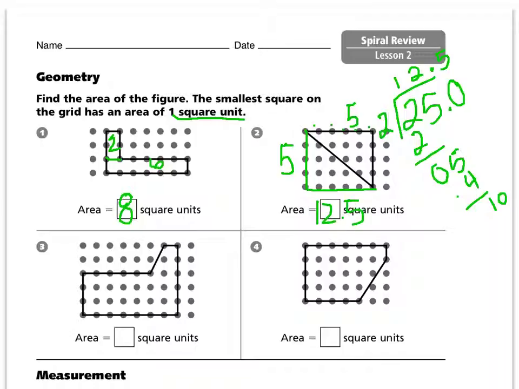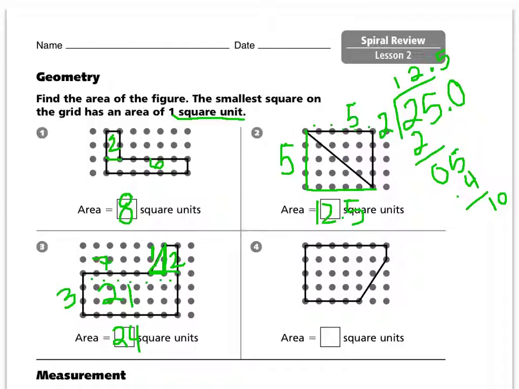For number 3, I'm going to break it up, and I have 3 by 7, which I know would be 21 for this part. And then I know that I have 2 more, and this little triangle is 1 more. 1 plus 2 is 3, plus 21 is 24 square units.